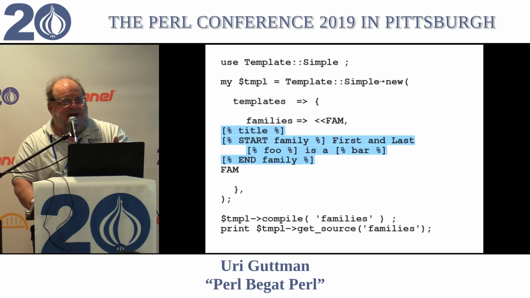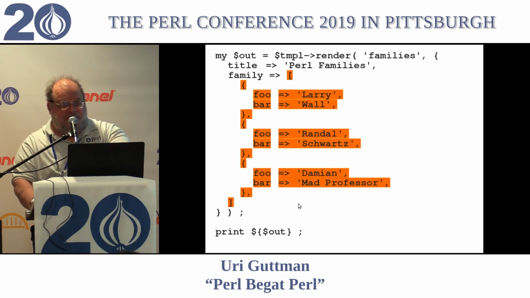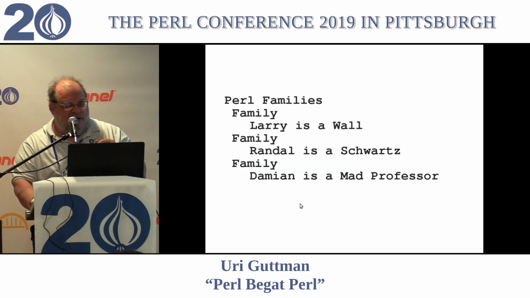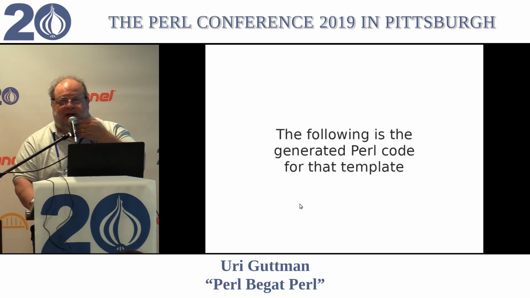Everyone understand this right now? These are the scalar variables being used. Now here's the data I'm passing in: foo, bar, Larry, Wall; foo, bar, Randall, Schwartz; and foo, bar, Damian, Mad Professor. And it comes out, notice here I'm dereferencing it. Template returns scalar references all the time because it's faster than passing the strings on the stack, so we do a lot of scalar referencing and dereferencing. Here's the output: Larry is a Wall, Randall's a Schwartz, and Damian's a Mad Professor. Is that correct, Larry? Okay, you're a Wall.